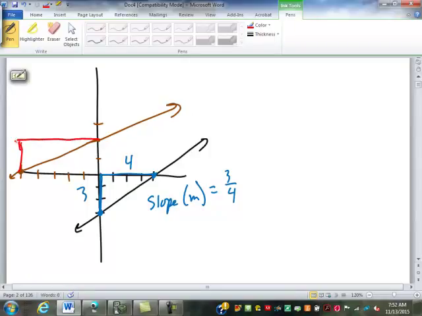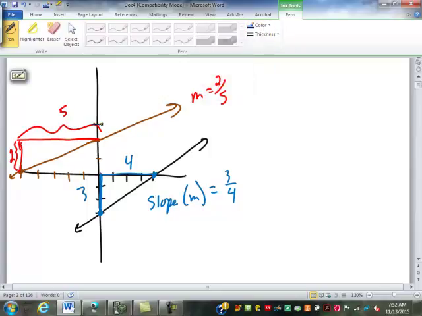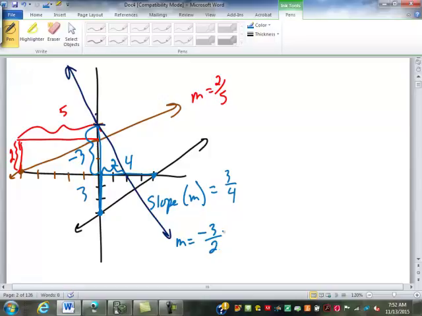So for this one, what's our rise here? 2. What's our run? 5. So the slope is 2/5. Good. So for this one, what's my rise? -3. Good. We go down 3. What's my run? 2. So the slope on that one is -3/2. Not so bad, right?